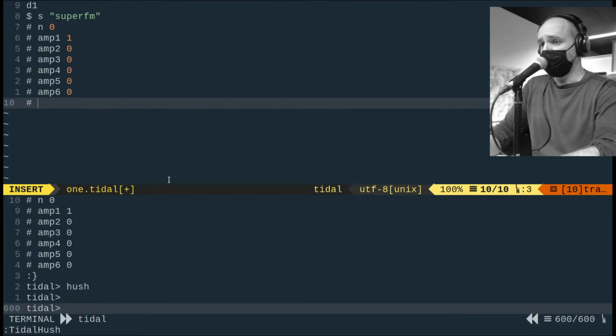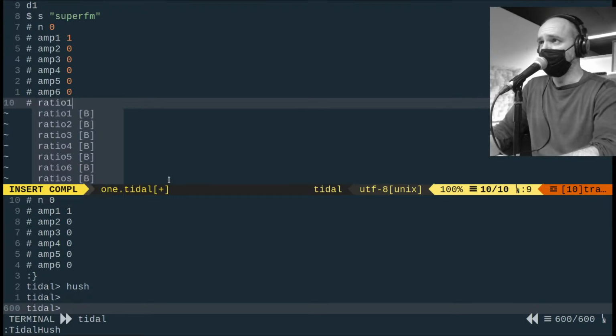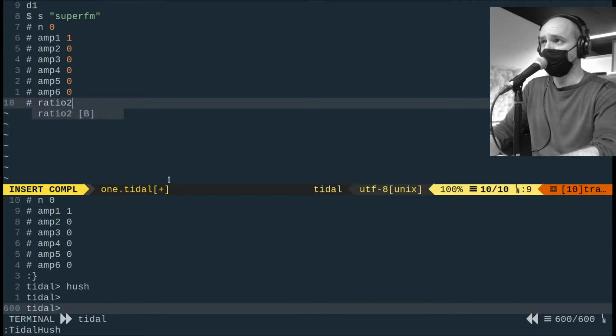The ratio follows the same syntax. Ratio for operator number 1, for operator number 2, and so on and so forth.